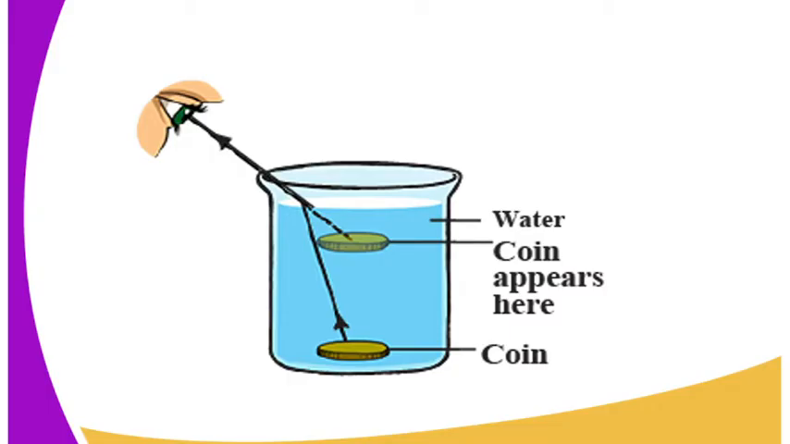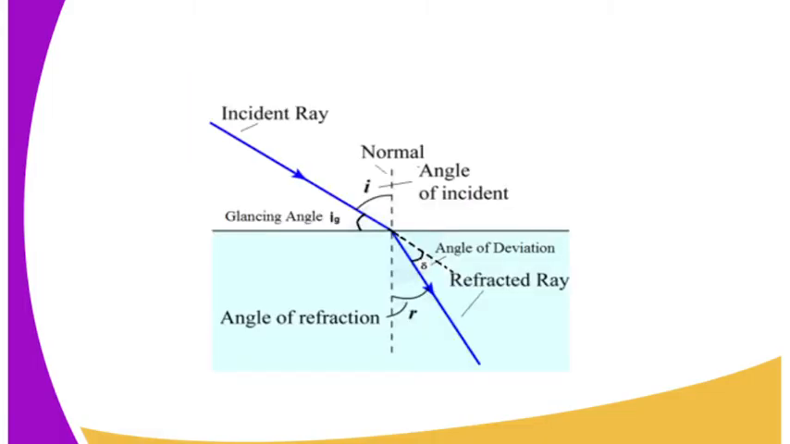Even a coin, let's say you put a coin in a beaker containing water, the coin appears to be floating, it appears to be halfway. Why is it that way? Because of refraction of light, the bending of light. Those are some of the experiments you can carry out to find out the bending of light.